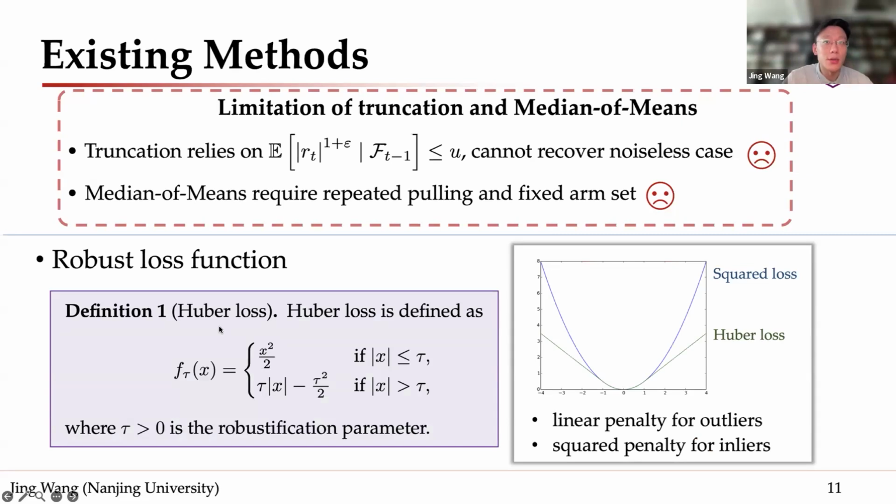Here we introduce a very classical loss function called the Huber loss. The Huber loss is different from the square loss. It has a quadratic region here. When the deviation of the data is small, which means we think it's normal data, we still give it the quadratic penalty. But if the deviation is large, we give it a linear penalty.